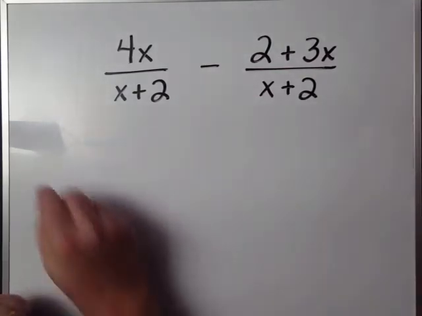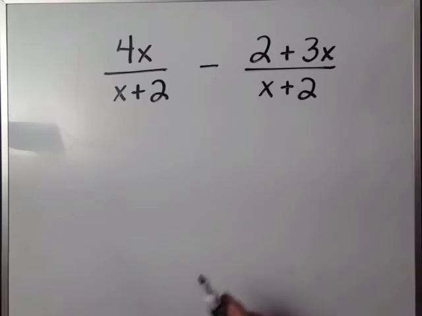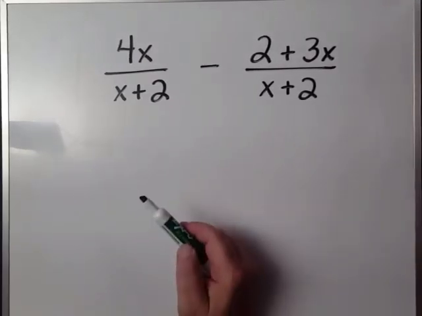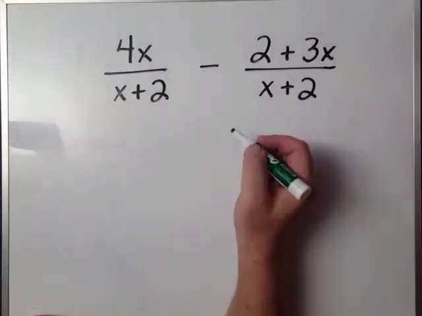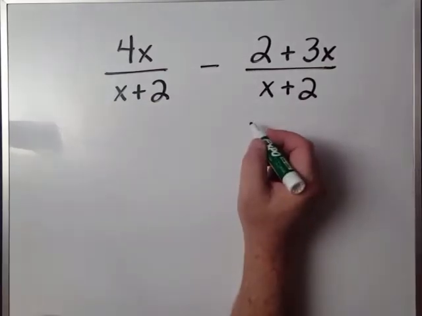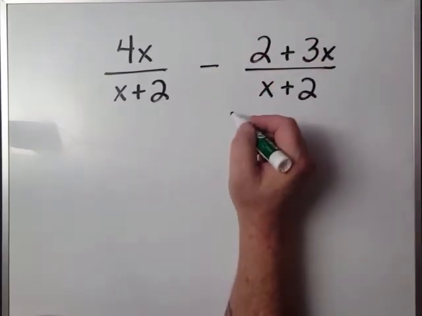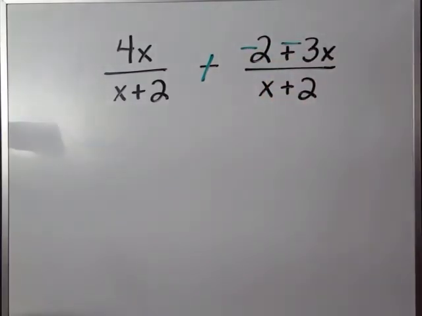Now remember what I said about subtraction. My instructions here read subtract, or perhaps they would say simplify, but more than likely they read subtract. Instead of subtracting, I think we're better off to think of this in terms of addition. I want to give this negative to that second numerator by distributing that negative, changing the sign on each and every term in that second numerator.